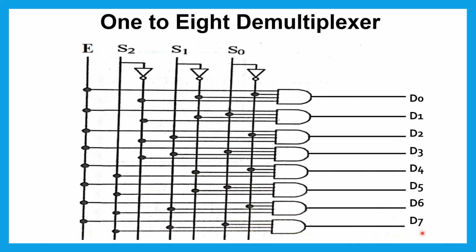If we want to construct a 1 to 16 demultiplexer, then we need 16 AND gates like this. And in that case, we need 4 data select lines. They are S3, S2, S1 and S0. And here we can see 16 output lines D0, D1 up to D15.